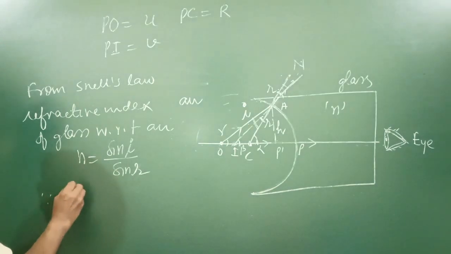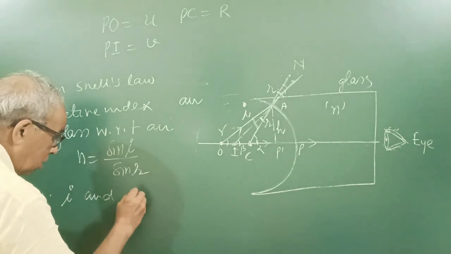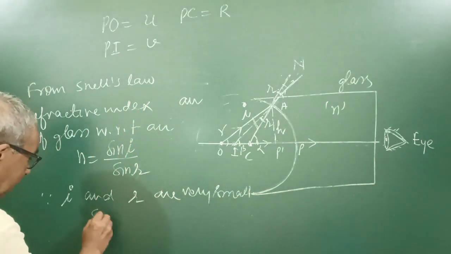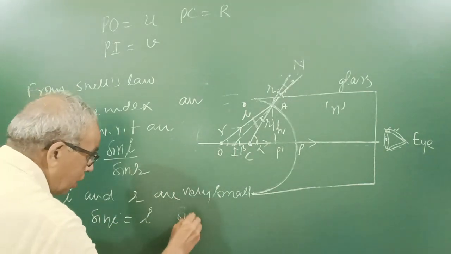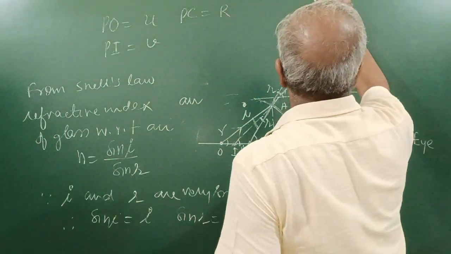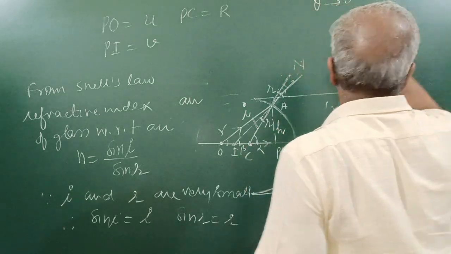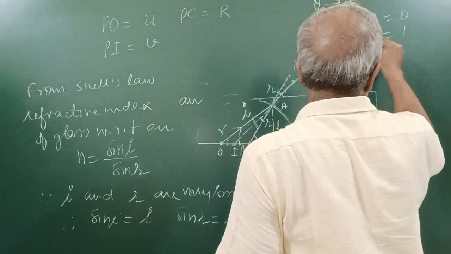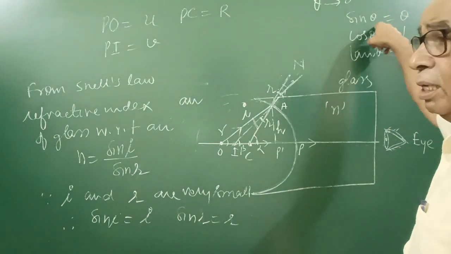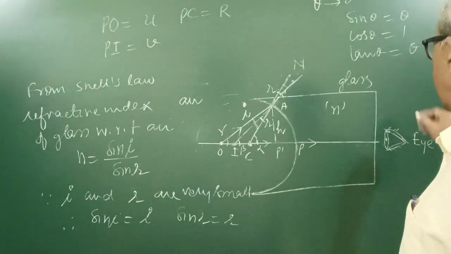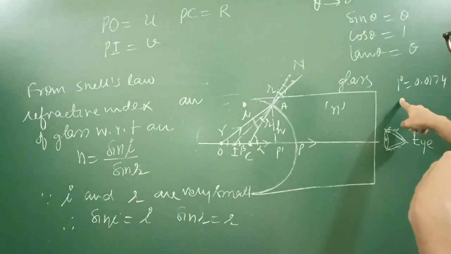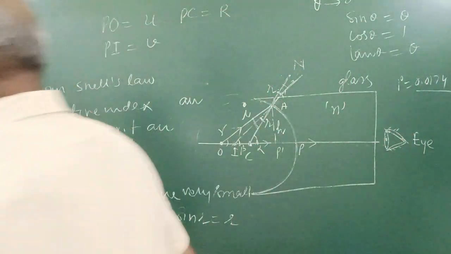Since angles i and r are very small, sin i equals i and sin r equals r. I have told you many times, if theta tends to 0, sin theta equals theta, cos theta equals 1, tan theta equals theta. But remember that the angle should be placed in radians, not in degrees. Sin 1 degree is not 1. Actually 1 degree is equal to 0.0174 radian, and you will find in the log table sin 1 degree is this. So here the angle should be placed in radians.